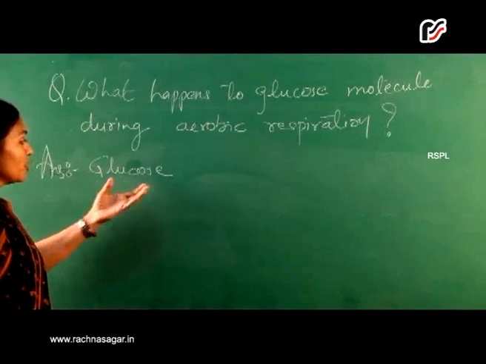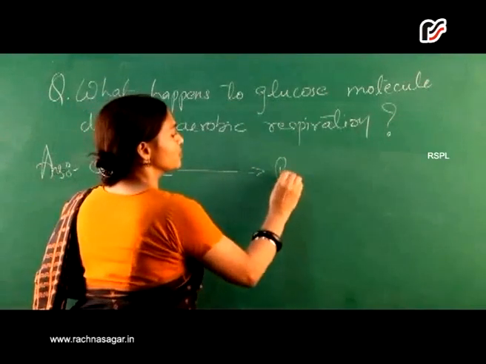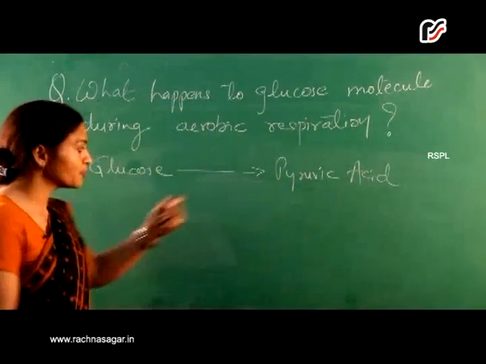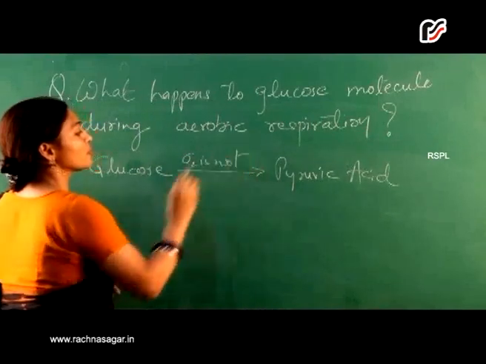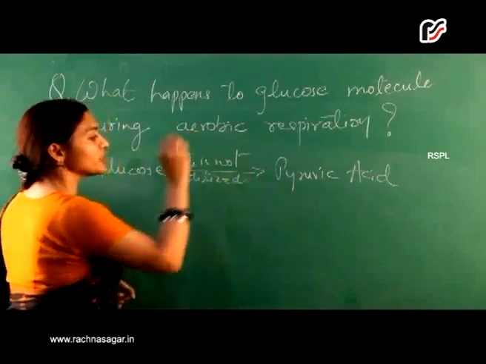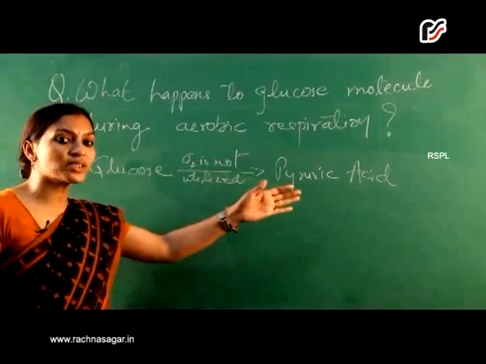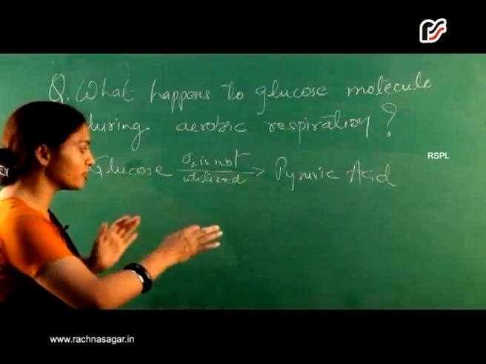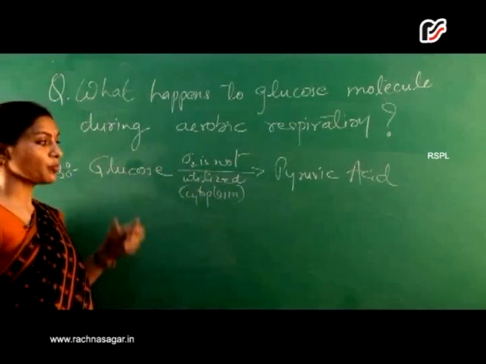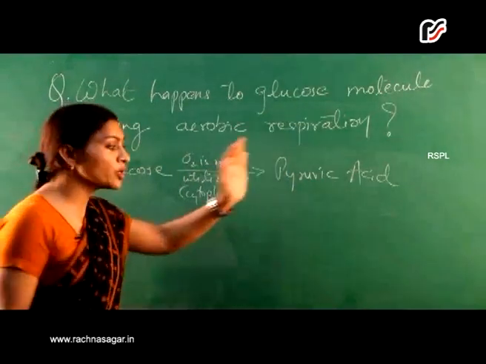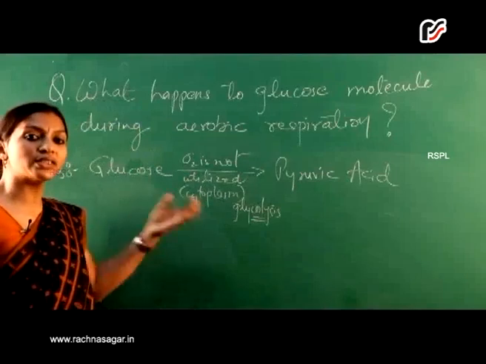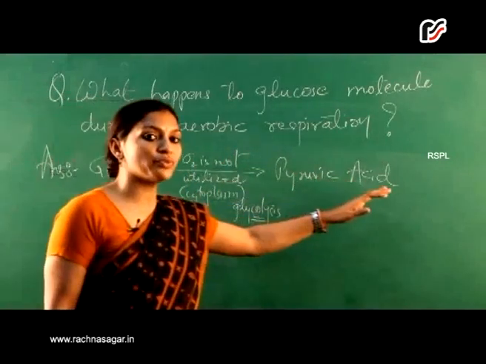The answer can be written this way: glucose converts into pyruvic acid. During this particular process, oxygen is not utilized. So this is the anaerobic step of aerobic respiration. This is the special quality of this. It occurs in the cytoplasm. Overall, this conversion is known as glycolysis, the conversion of glucose into pyruvic acid.